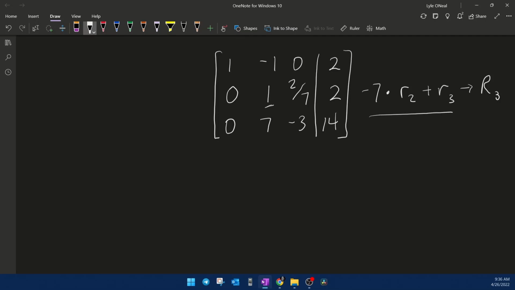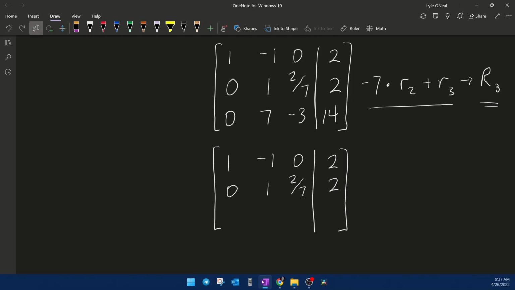Okay, so let me explain why this is going to work. If I multiply 1 by negative 7, and then add to the corresponding element below it, that will get a 0. And notice that row 3 is the only row that's going to change, so we can start by copy and pasting row 1 and 2 into our new matrix.